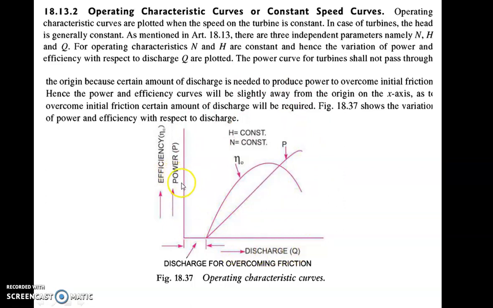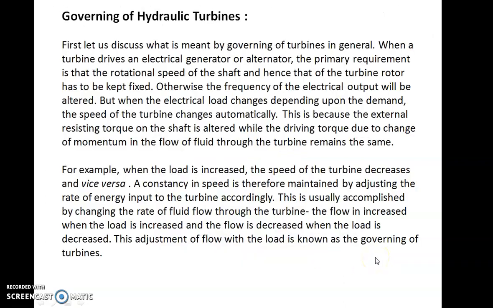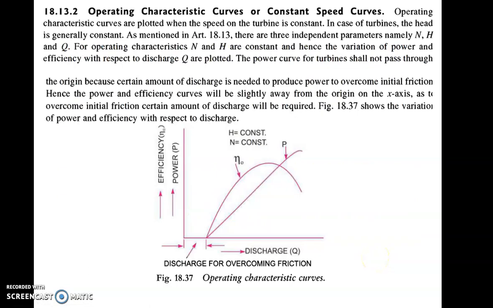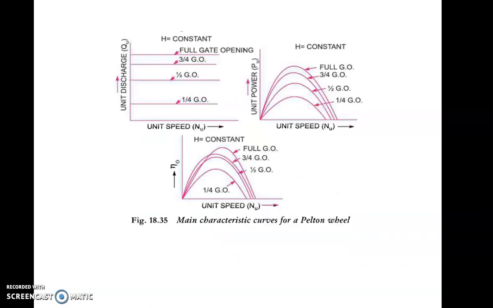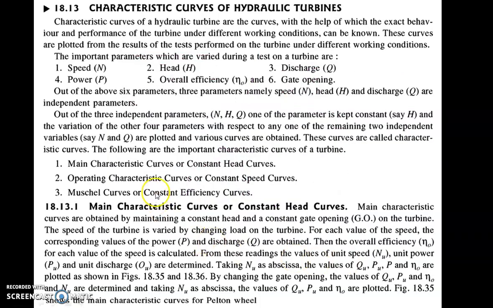So efficiency or power versus discharge, here no speed, because speed is constant, so you can't take speed on the x-axis. This is the operating characteristic curve. And the last curves are called constant efficiency curves, which are called Muschel curves. They are not that important. Only main characteristic curves and operating characteristic curves are important for the turbines.